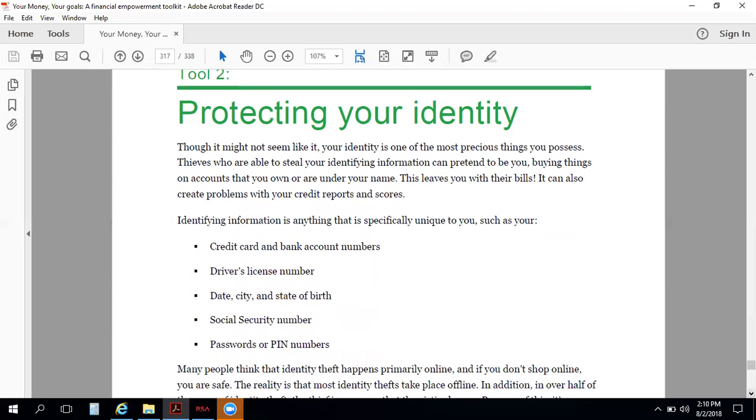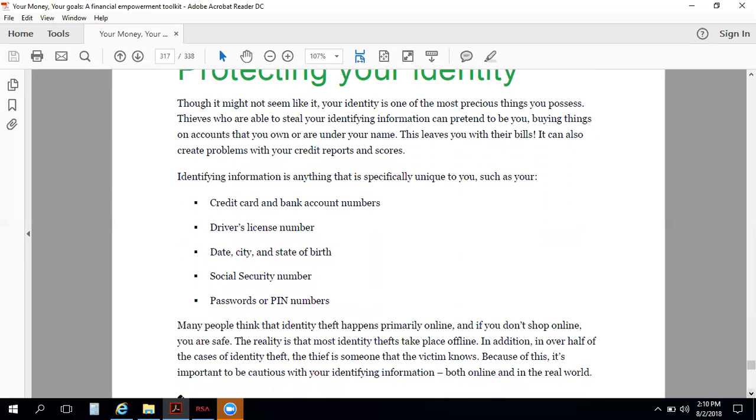Tool 2 has to do with protecting your identity. We've talked a lot in this toolkit about the importance of protecting money and making sure bills are paid on time and things like that. But one of the biggest things, obviously, that needs protecting is your identity.